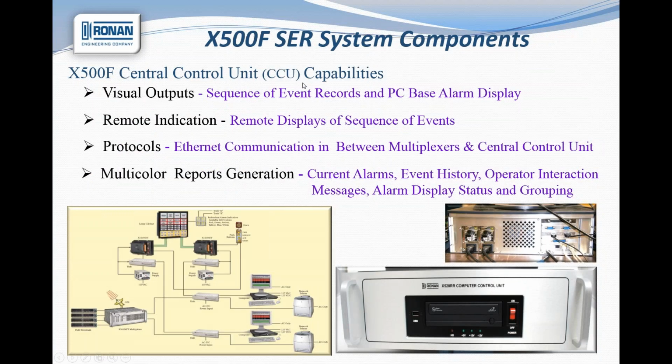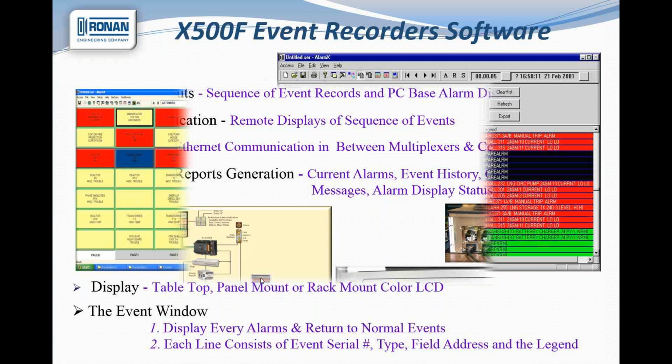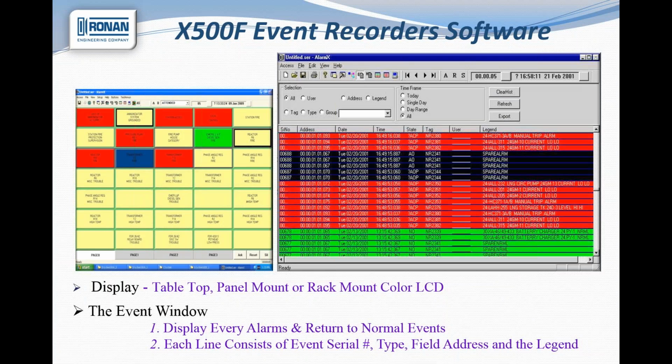The central control unit is where the visual outputs are located, the remote indication, the protocols, and the multicolor report generator. So this is what that controller looks like. And these are images of the software that we have in this sequence of event recorder. As you can see, this screen looks a lot like an annunciator, and this is your timestamps.